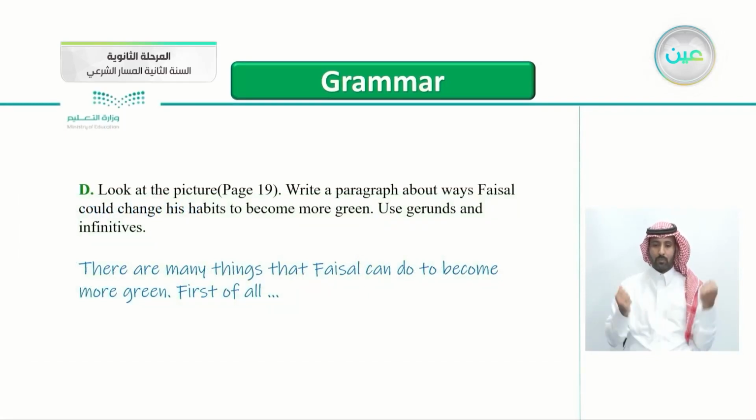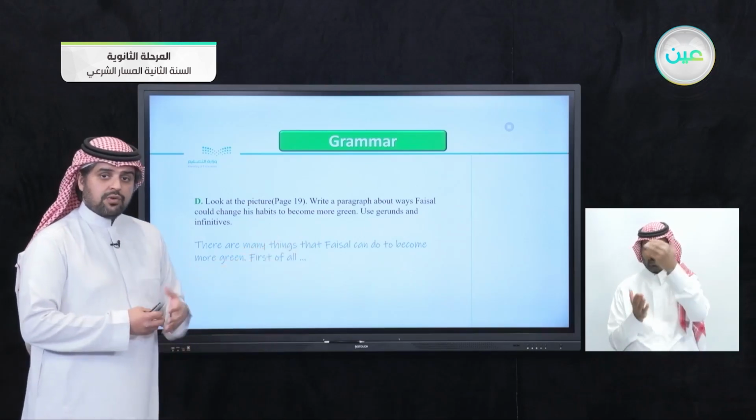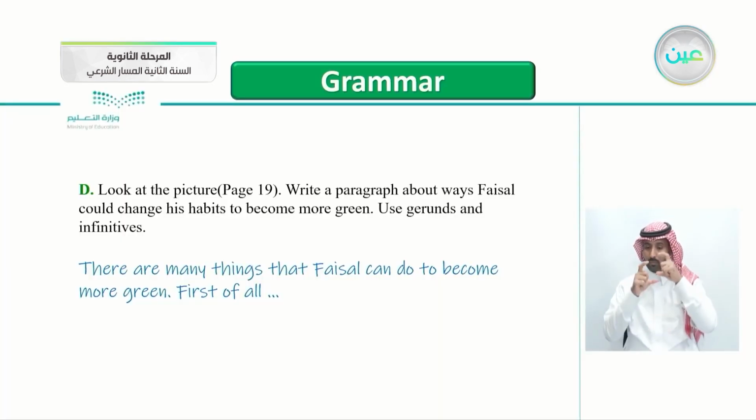Exercise D here, look at the picture, page 19. Write a paragraph about ways Faisal could change his habits to become more green. Use gerunds and infinitive. For example, the first one: there are many things that Faisal can do to become more green. First of all, and then you can continue to write about the picture by yourself.